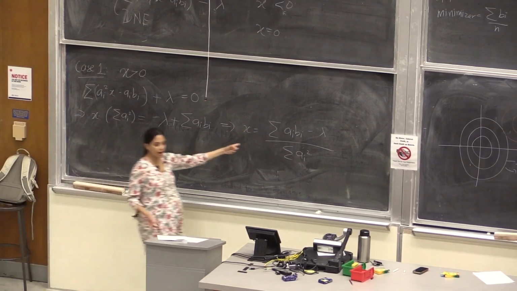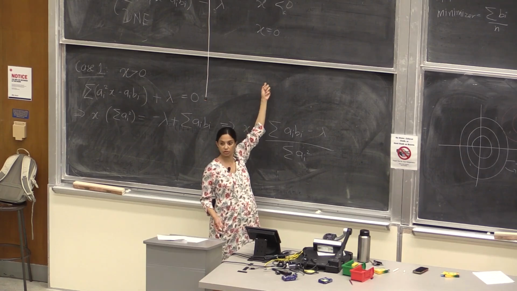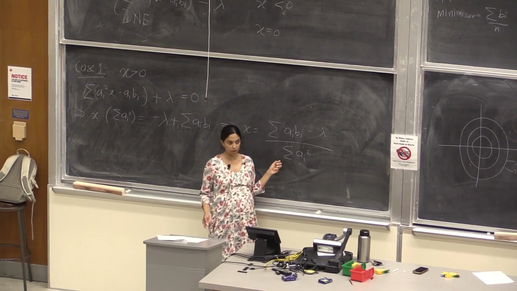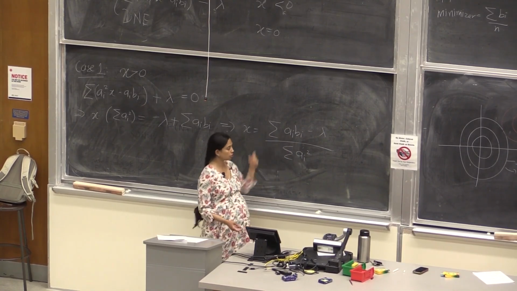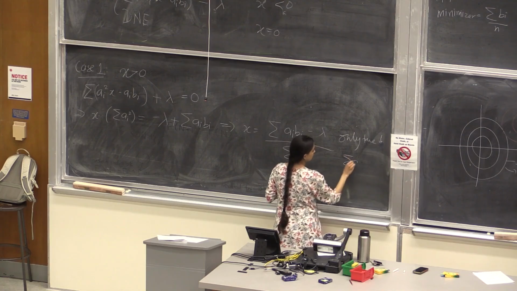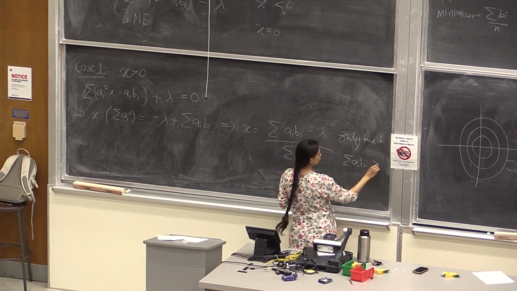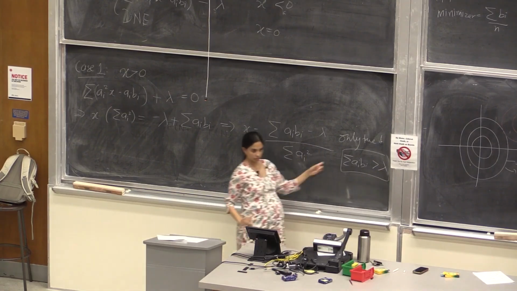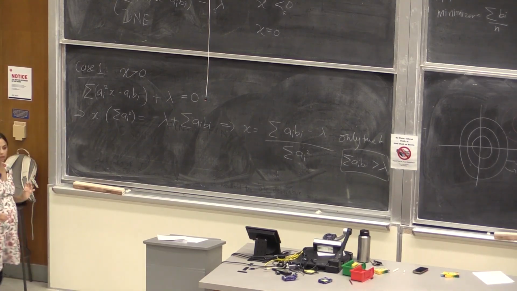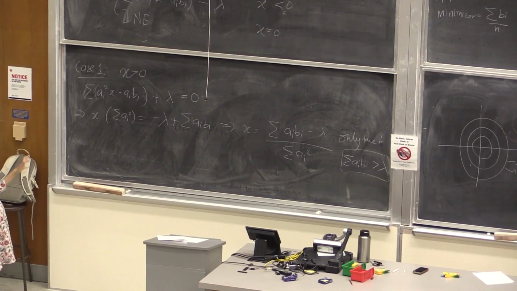I need to check that what I got out actually satisfies my condition that x is greater than 0, right? And so this denominator is always non-negative. That's never a problem because it's a sum of squares. But this thing is only true if sigma ai bi is strictly greater than lambda, right? If this sum of ai bi is greater than lambda, then this calculation is valid. And then I can say that this is the value of x, because then I have checked that I'm in the correct case. Okay?